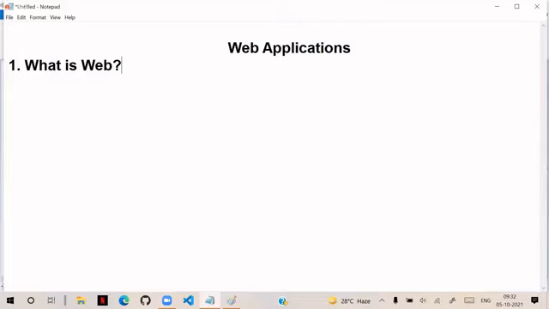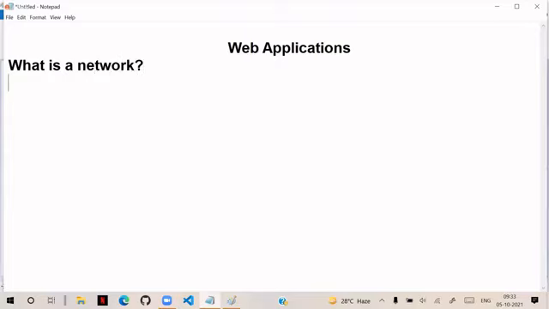So first, you need to know what is web. Before understanding the web, in order to understand web applications, we actually have to start with network. What is a network?